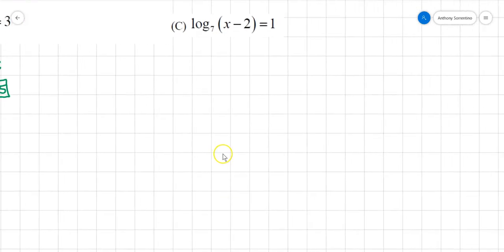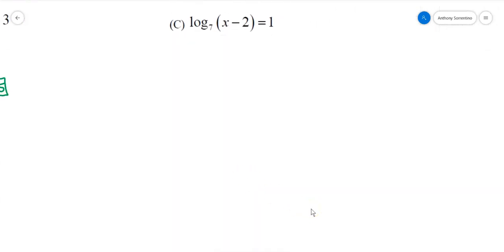Part C, not much more difficult. Now again, you have to make sure that you're at least following some basic equation solving techniques. Obviously, I want to get x alone on one side of the equation. I have a subtraction of 2 attached to it. I also have a logarithm base 7 attached to that quantity of x minus 2. Now, the log base 7 of the quantity of x minus 2 is more or less attached to those parentheses.